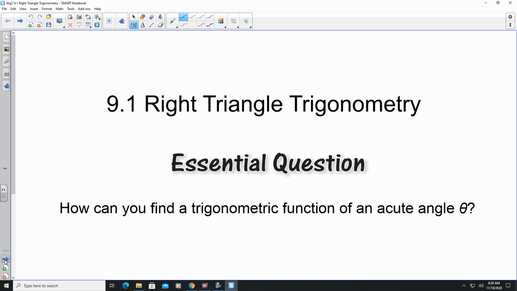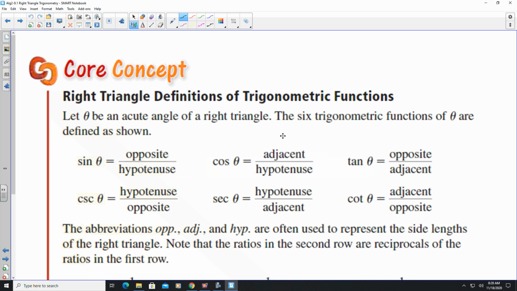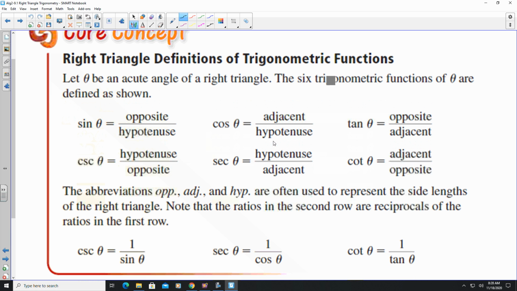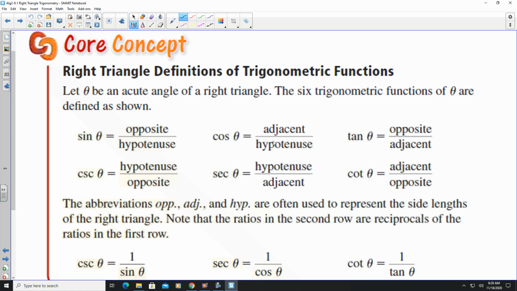trigonometric functions. So what we have here are the six trigonometric functions. The three most common are sine, cosine, and tangent. Each one of those trig functions is a ratio, and it has different names: opposite, adjacent, and hypotenuse.